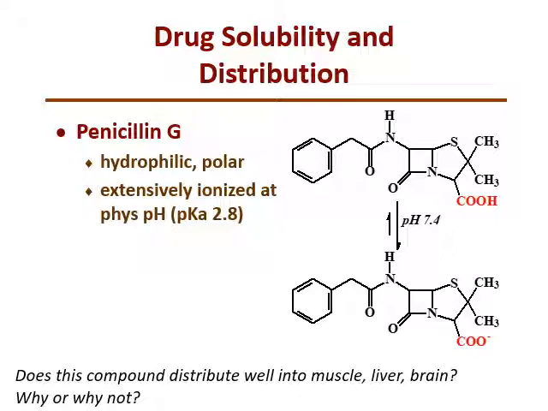So indeed, getting drugs such as antibiotics into the brain for people who have encephalitis and meningitis brain infections is a challenge because many of these compounds are polar and they do not easily distribute into brain.